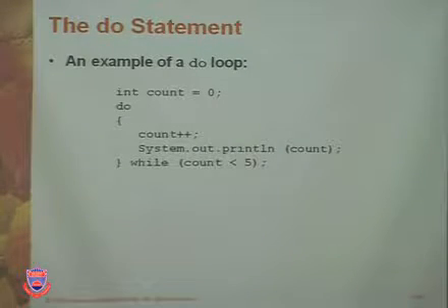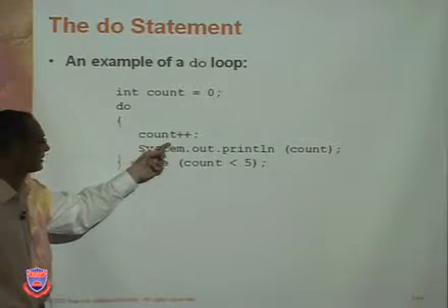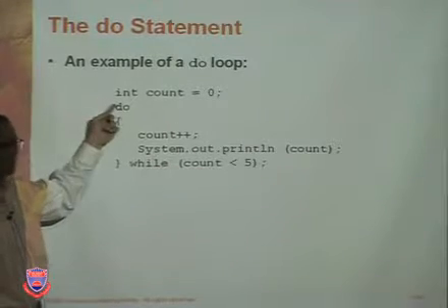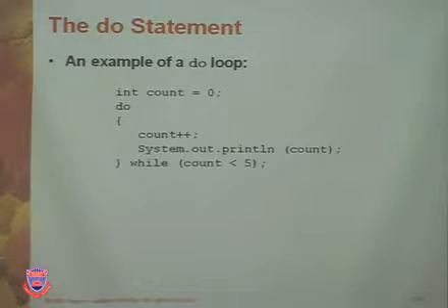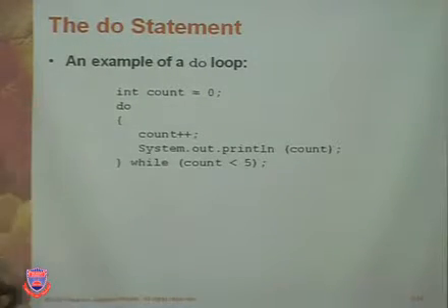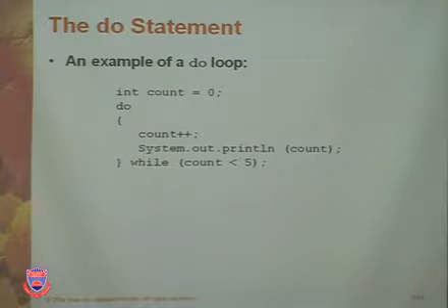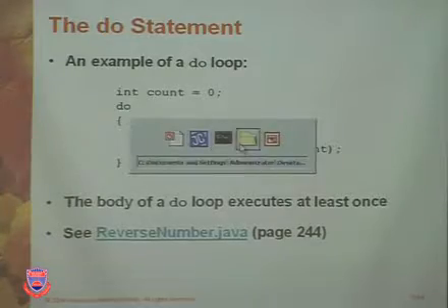So an example of a do loop: you have int count equals 0, we start and then we increment our count by 1, print it and then see whether it is less than 5. If it is so, we will go back to the top of the loop and continue to do the same thing over and over until this condition is not satisfied. So again, the difference is a while loop may never execute. However, a do while loop must execute at least once, since you're checking the condition at the end of the loop. ReverseNumber.java. Let's see this example.